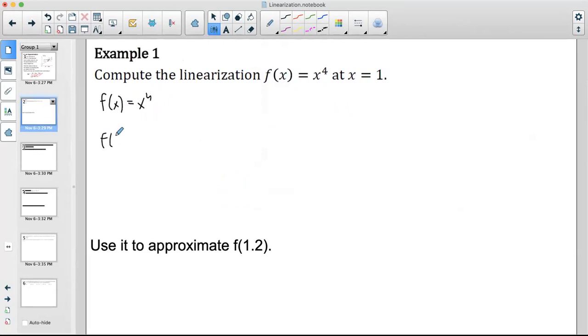So f of 1, because they're asking about x equals 1, is 1 to the fourth, which is just 1. Which tells me that the point is x is 1 and y is 1, right? X is 1, y is 1. So that's the point. Now I have to find the slope, which is f prime of x, which in this case is 4x cubed.